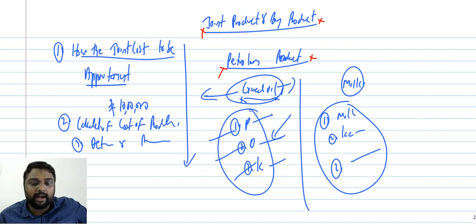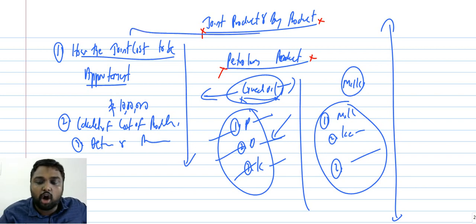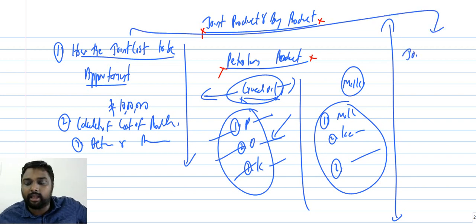So the first point is how to apportion the joint cost. Before understanding that, we should first understand what the meaning of joint cost is. Before discussing how to apportion, first we should know what joint cost means.